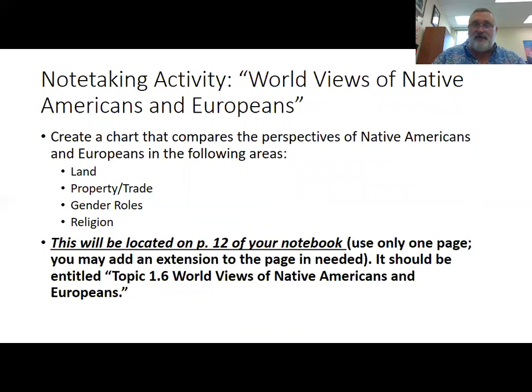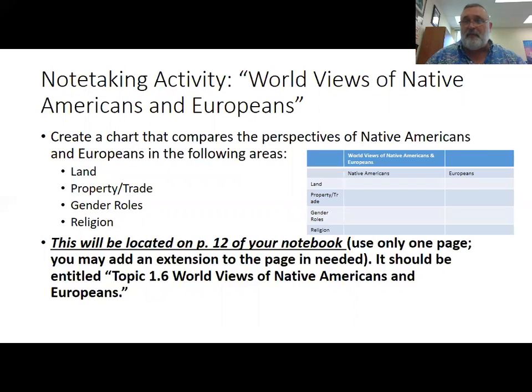The activity I want you to do for 1.6 is to create a chart that compares Native American and European perspectives on things. So you see, how do they think about land? How do they think about trade and property? How do they think about gender roles? What were their differences in views on religion? So this chart will go on page 12 in your notebook. And there's an example of what the chart looks like.